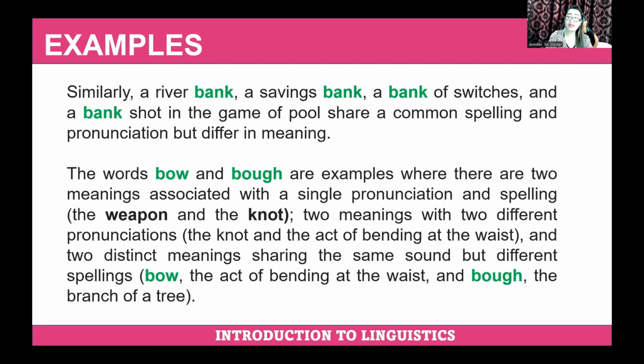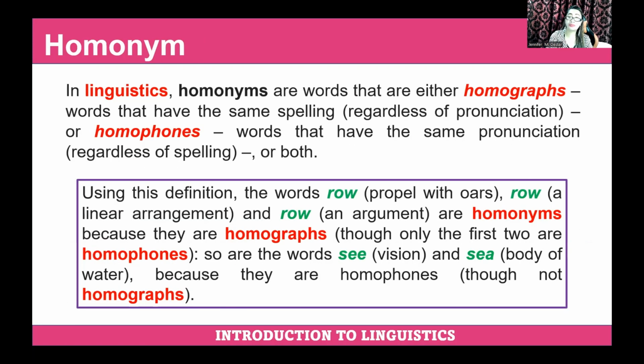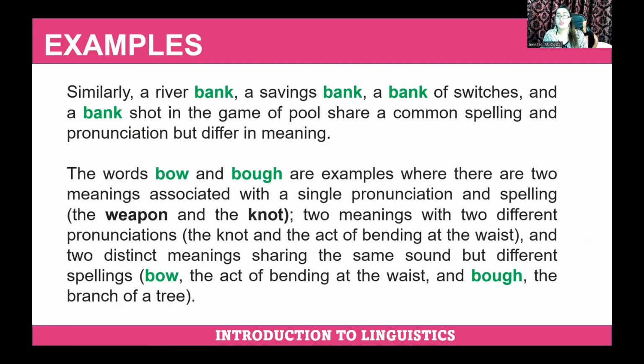Okay. So, may mga examples pa akong binigay. In linguistics, homonyms are words that are either homographs or homophones. So, tingnan natin ulit. Similarly, a river bank, a savings bank, and a bank of switches in a bank shot in a game of pool share a common spelling and pronunciation but differ in meaning. So, ayan po. The words bow and bow are examples of two meanings associated with a single pronunciation. So, ito ay bow and bow.